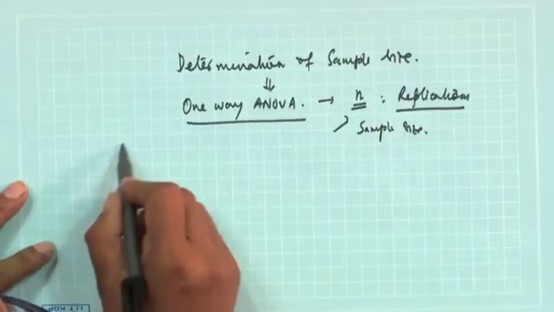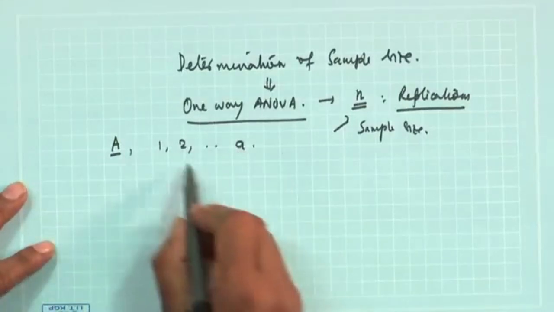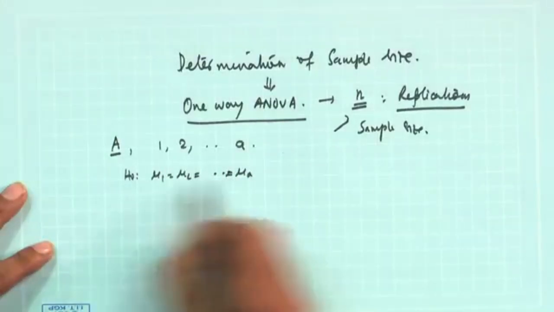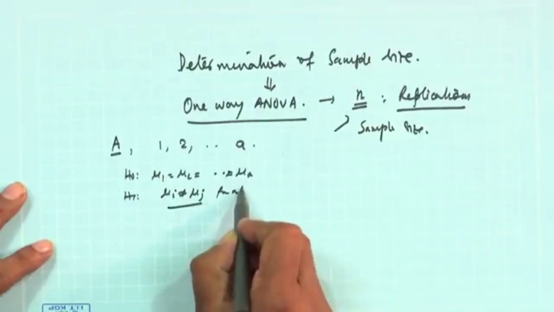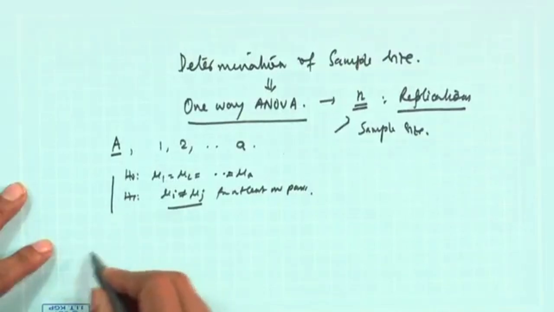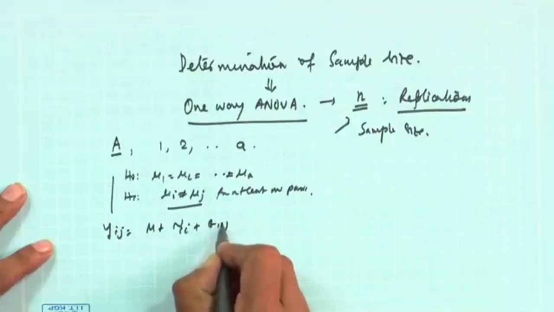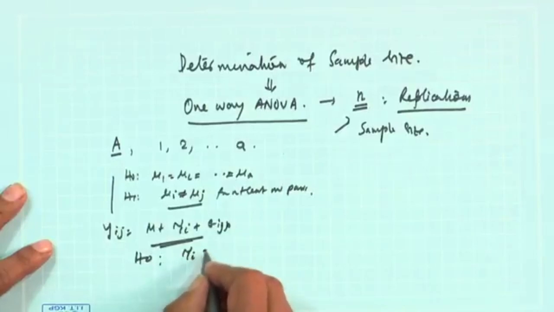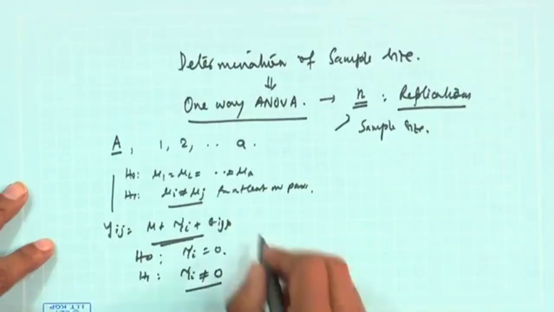You know that there will be only one factor A which will be having a labels, and your H0 is mu 1 equal to mu 2 equal to mu a, all means are equal, and H1 will be mu i not equal to mu j for at least one pair, and this with reference to the model y ij equal to mu plus tau i plus epsilon ij, with reference to tau i the treatment effect, H0 tau i equal to 0 and H1 tau i not equal to 0.